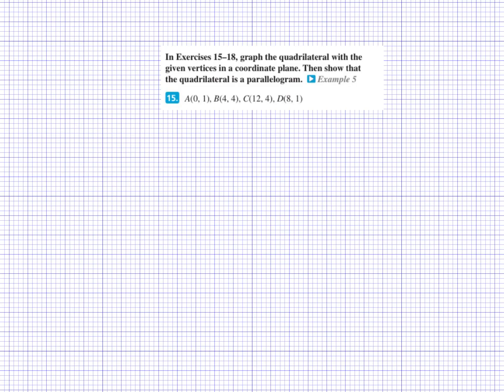All right, so now you have to graph these things, and it looks like they're all positive, and we have a 12 and an 8 for x. So I'm going to make this large in the first quadrant here. All right, so A is 0, 1. We'll go by fourths there. So that's 0, 1. And B is 4, 4.